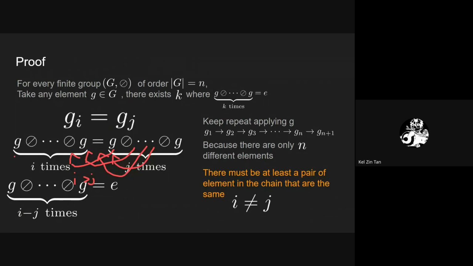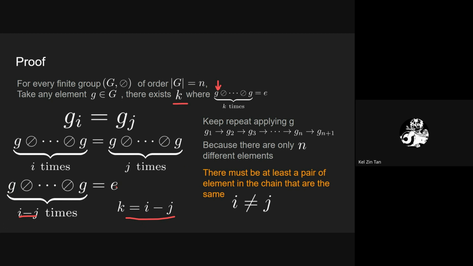Because I just slash with g inverse on both sides, and then I repeat for j times until one of them becomes empty. When one of them becomes empty, it becomes the identity element. So when this is the identity element, we have basically proved it already. K is something such that when we repeat the same operation on g k times, we get back the identity element. So this i minus j times is exactly our k.